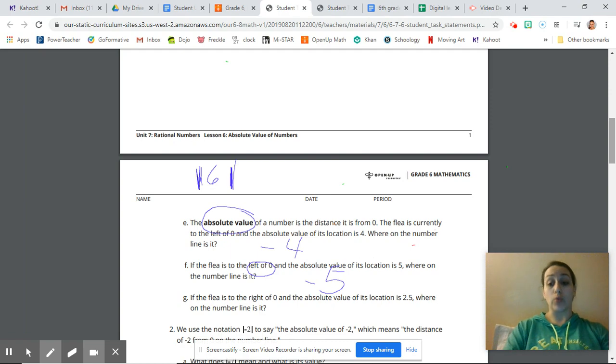So it's to the right of 0. All right. Well, if left is less, then right must be greater. So this is on the positive side, and it's 2.5. So guess what? We're just going to leave it positive 2.5 because now we're on the right side of the number line.